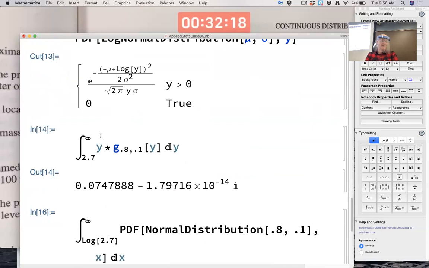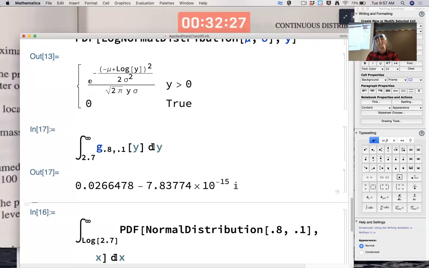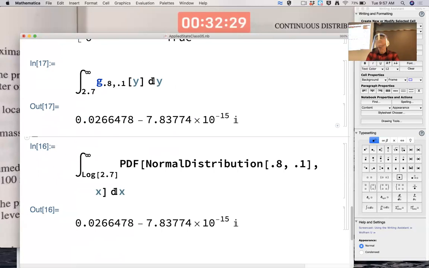I was about to say I think I know what was wrong, but now I'm not so sure. Oh yes, I do know what's wrong. Why am I multiplying by y? I was imagining I was doing mean. That's better. There we go. And that matches.